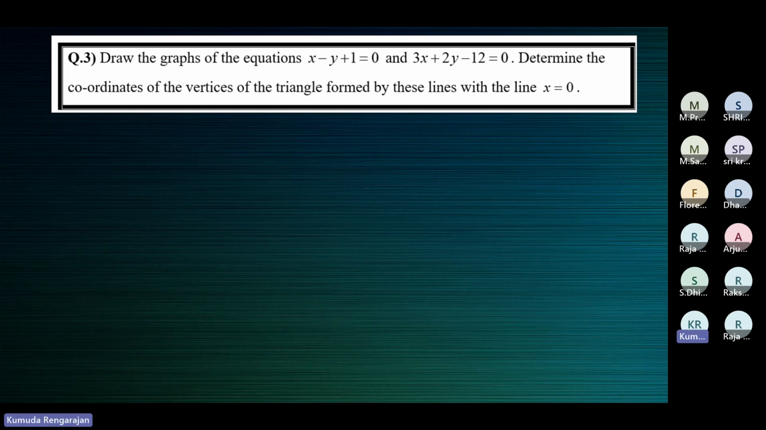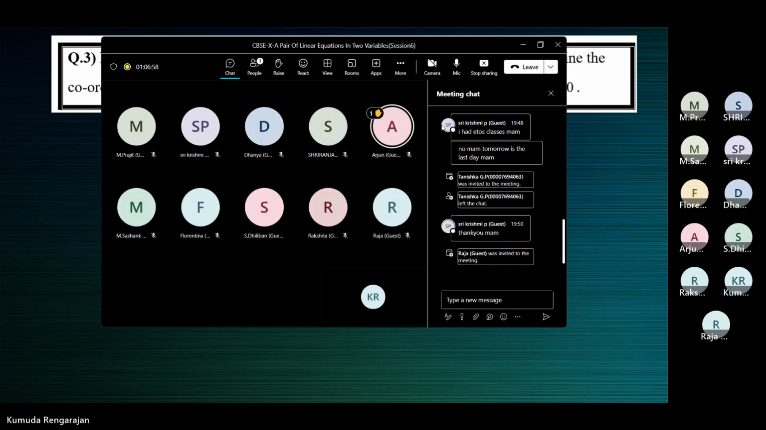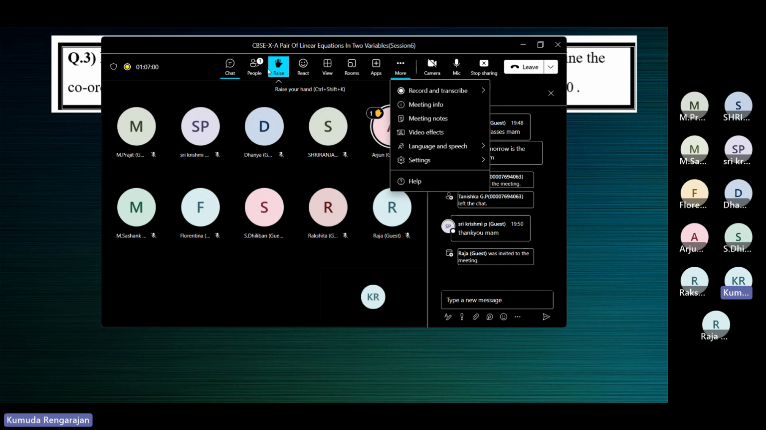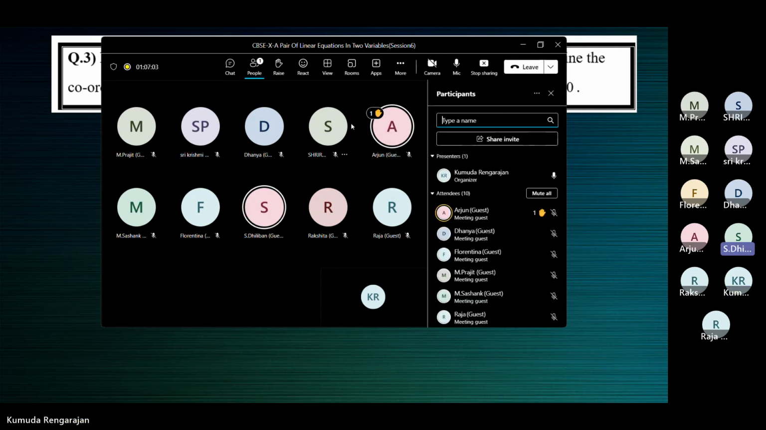Yes, Dilipan. Ma'am, I can't send my graph. I don't have my mobile. I'm in a relative's house now. So, who was that? Dilipan, ma'am. Okay, so you cannot send, but you have done it, is it? Yes, ma'am.